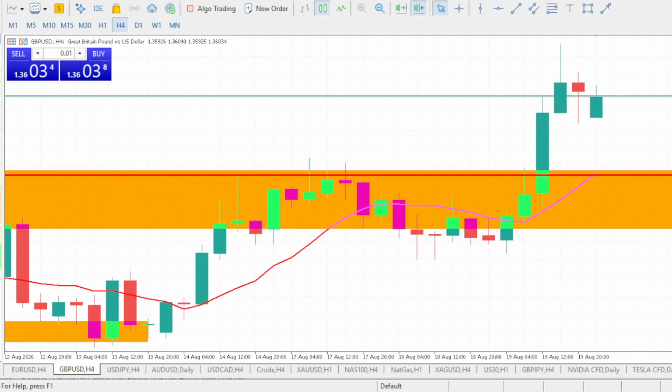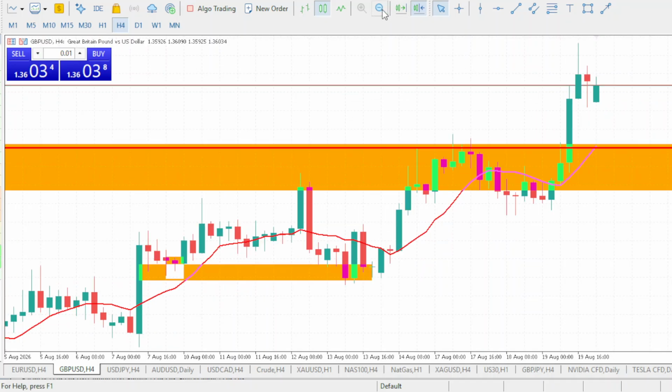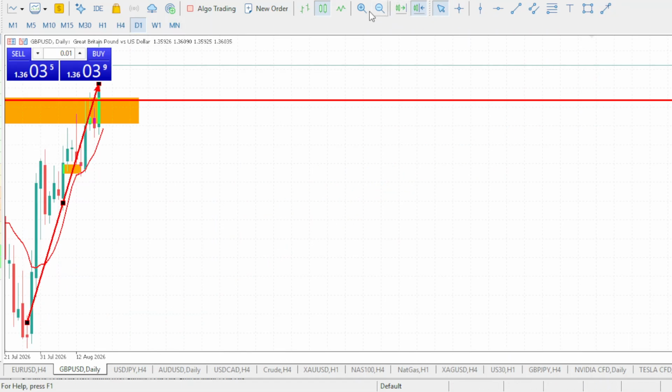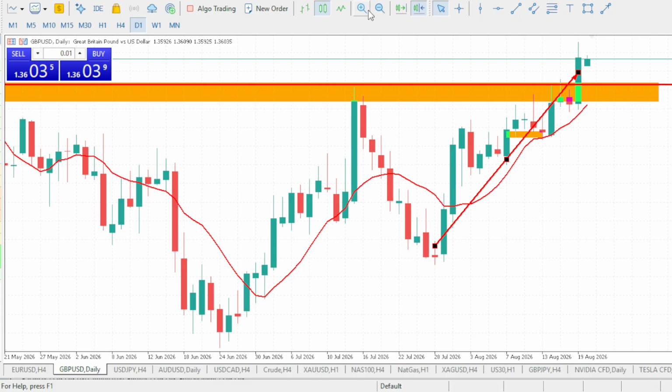Now, let's start with our trend for the day on GBPUSD. Our trend says that we are in an uptrend move. This is the high right here. Now let's go back up to our daily time frame.